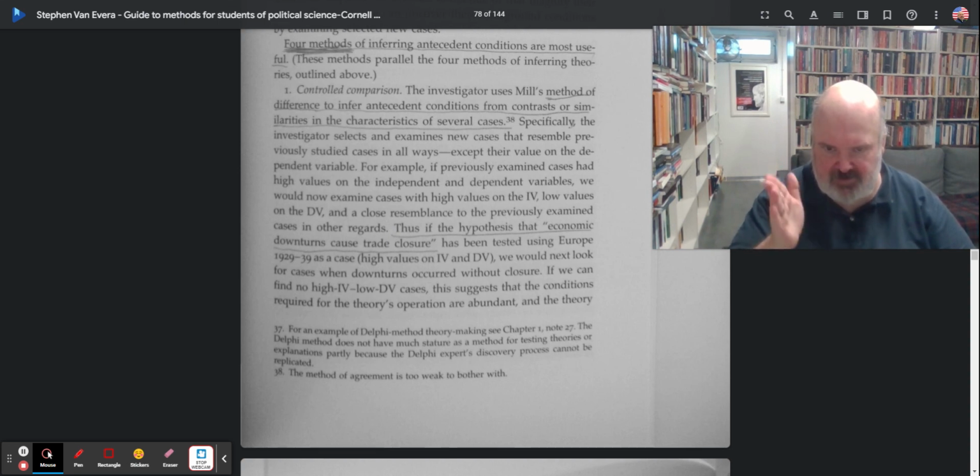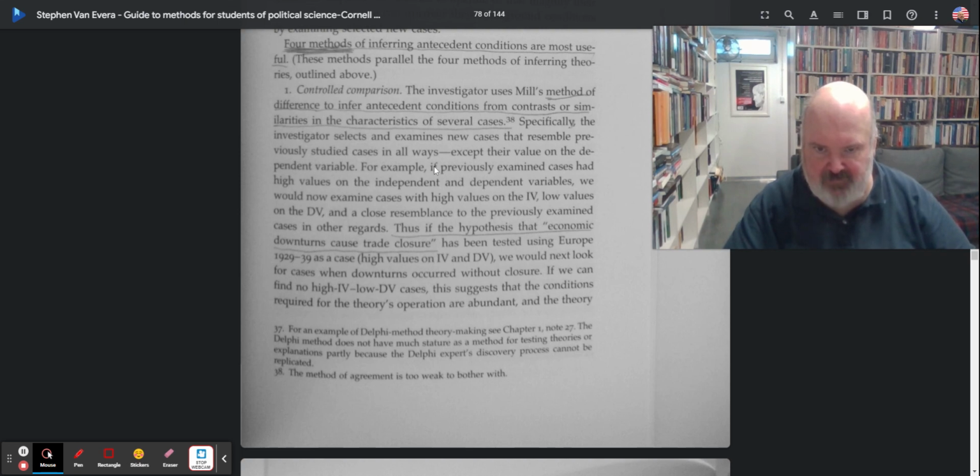So therefore, we should control in the sense, again, this is that one sentence here, right? For example, if previously examined cases had high values on the independent variable, we should now examine cases with high values on the independent variables, low values on the dependent variable, and a close resemblance to the previously examined cases in other regards.